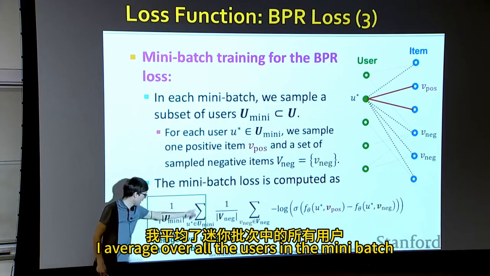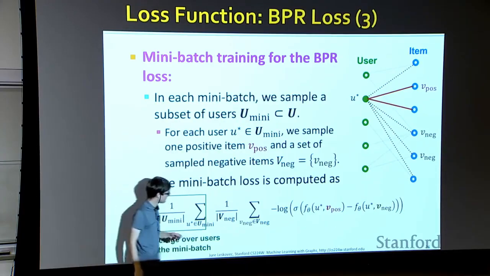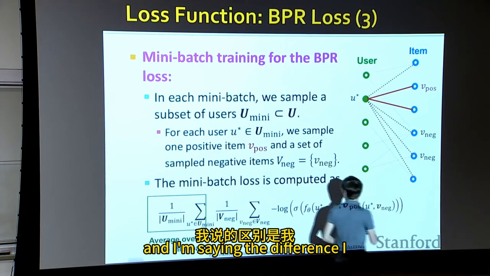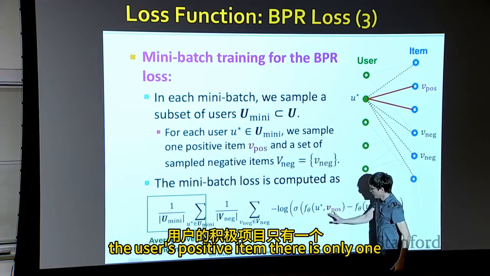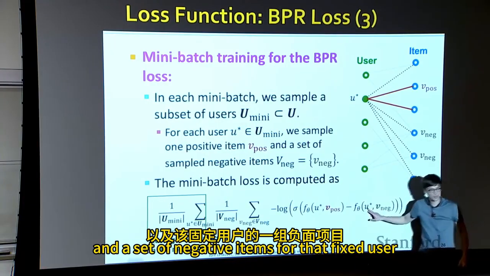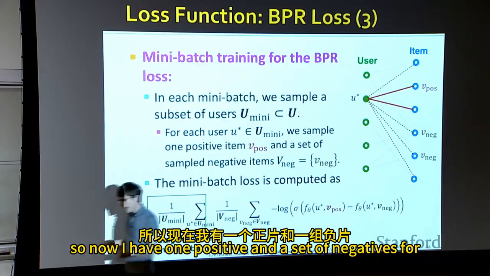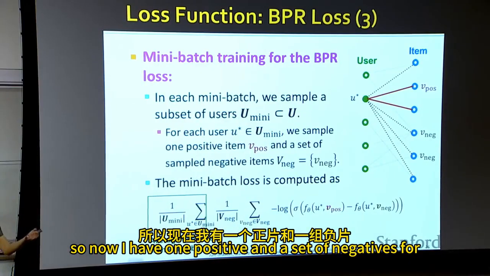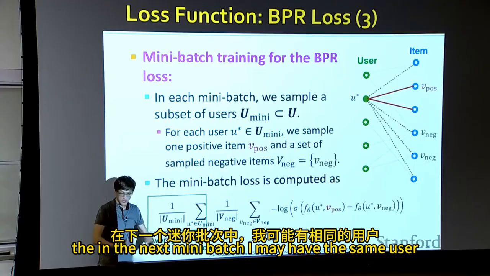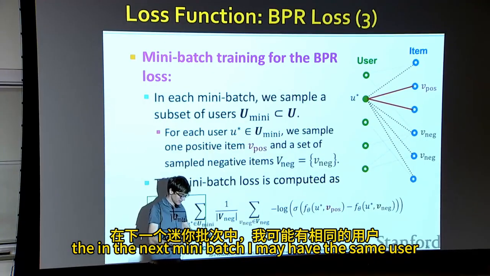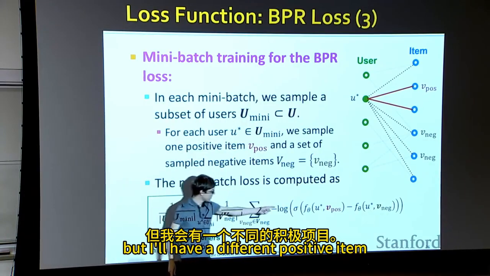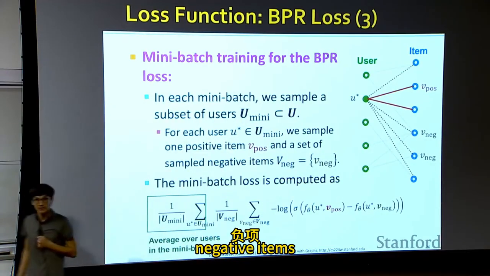So I average over all the users in the mini batch. I go over the negative edges, and I have this difference between the user's positive item, there is only one, and a set of negative items for that fixed user, okay? So now I have one positive and a set of negatives for every user in that mini batch, and in the next mini batch I may have the same user, but I'll have a different positive item and a different set of negative items.